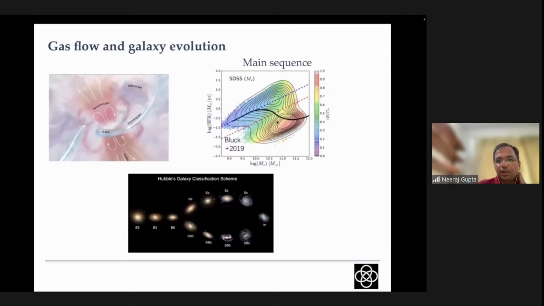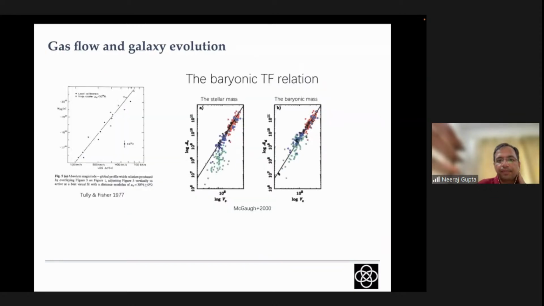Right. So all the bulge dominated or red galaxies that we are seeing here on the left hand side of this plot would be lying in this region of this plot here. Right. So, what are some broader fundamental relations that we know observationally about the galaxy?